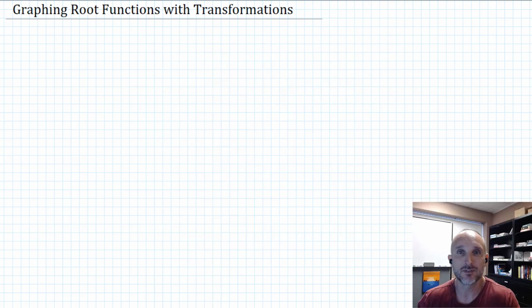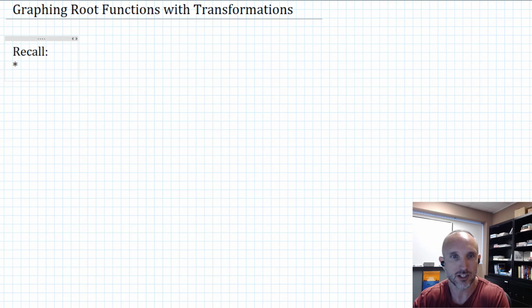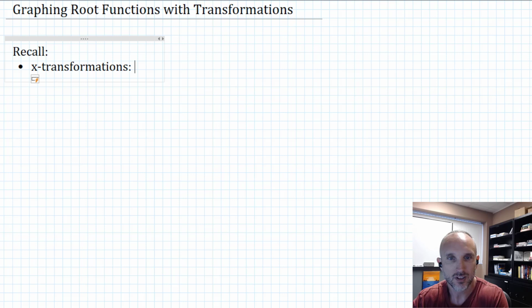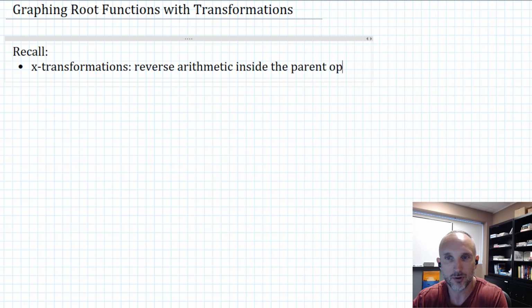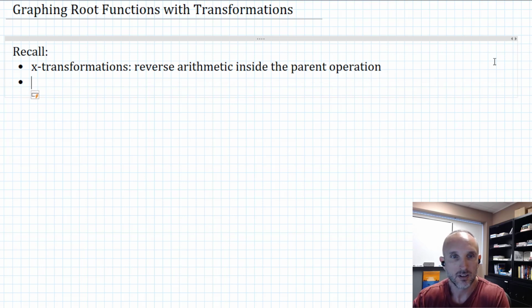Okay, all that's left is to apply transformations to our parent root functions. Let's first recall a little bit about transformations, just to make sure we're all together. X transformations reverse the arithmetic inside the parent operation. So the key is X transformations reverse the arithmetic inside the parent.